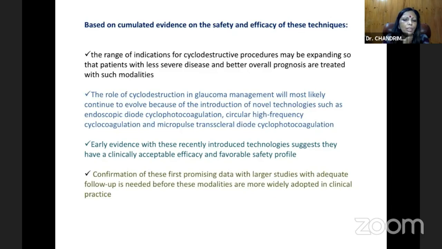Confirmation of this requires more studies, larger studies, so that we can actually adopt them in clinical practice.